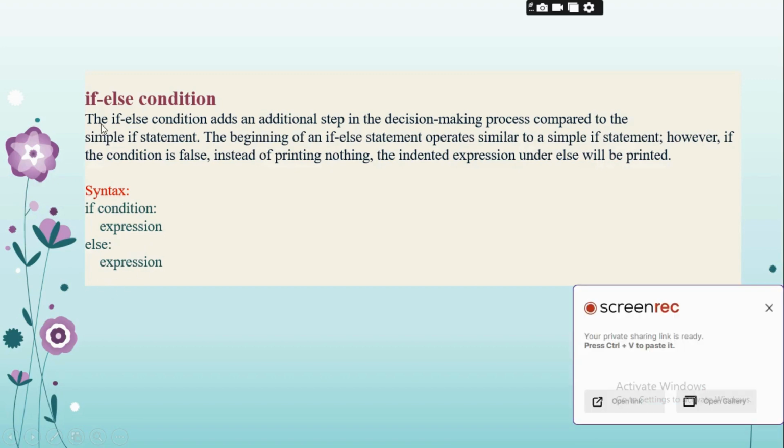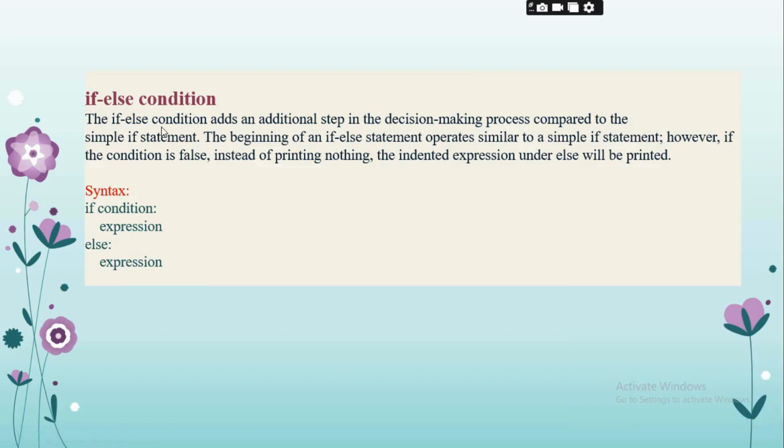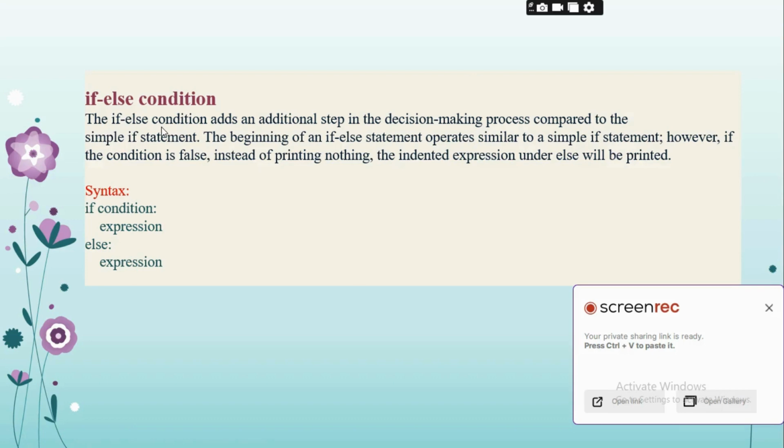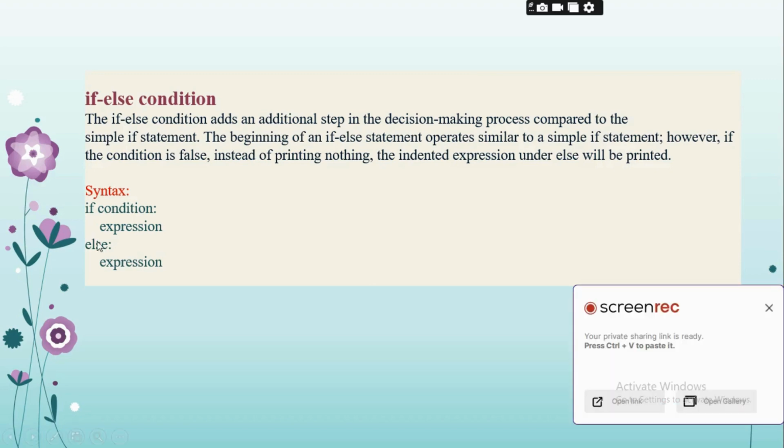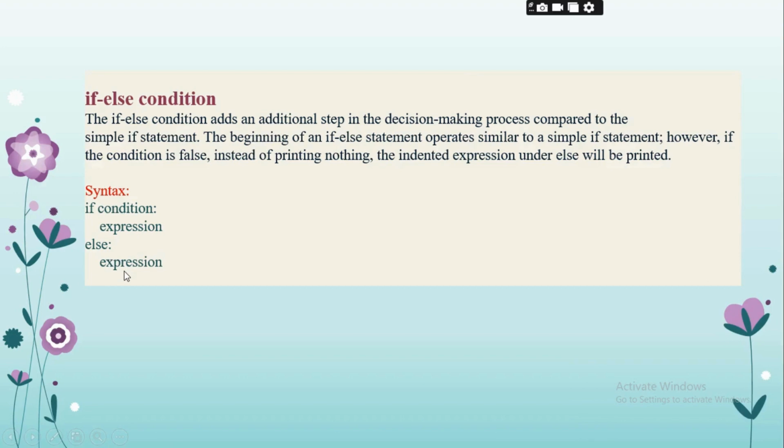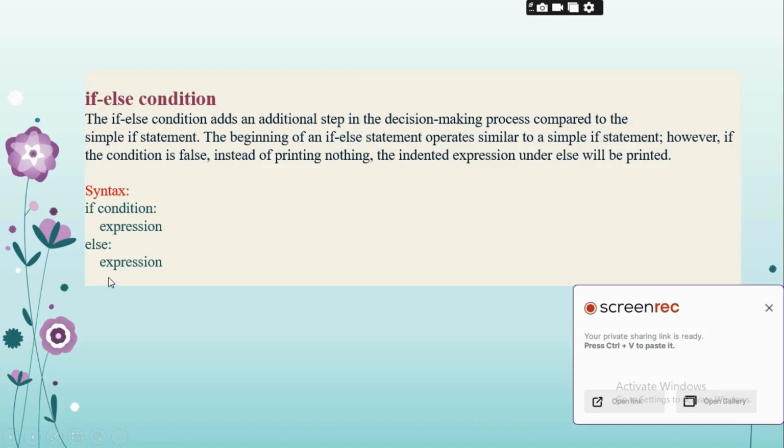The if else condition adds an additional step to the decision-making process. In the previous example there is not much meaning if we only give a true condition and nothing happens afterwards when it is not true. So there comes else, which is meaningful. If this is true, then this will print, otherwise there is an option to execute something else. This is the complete syntax, and this is all about the if else condition.